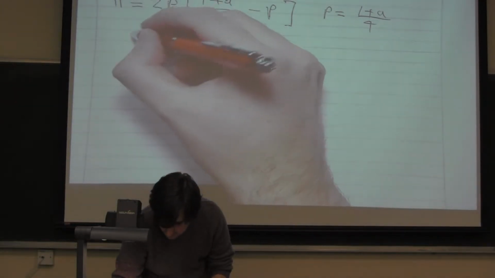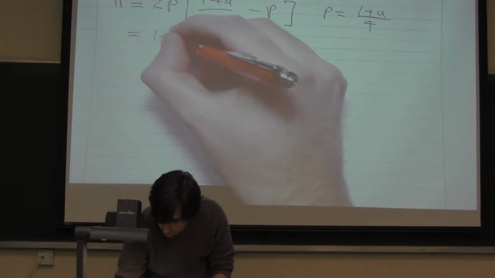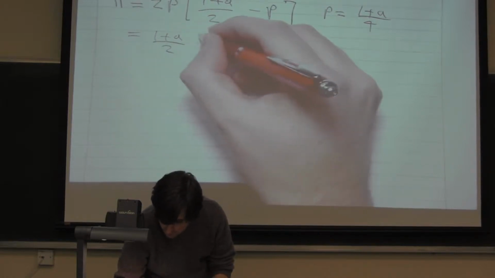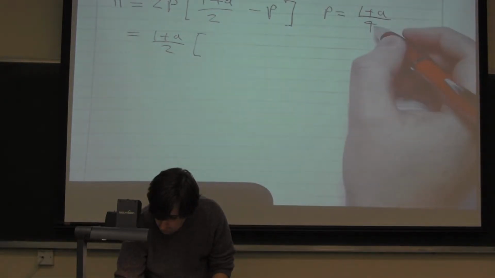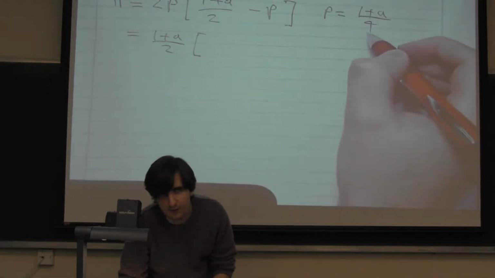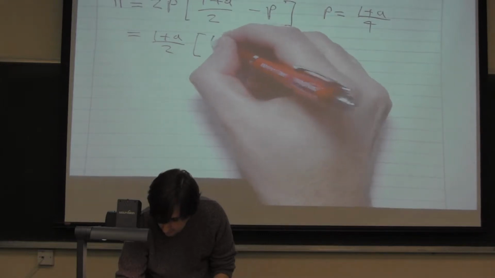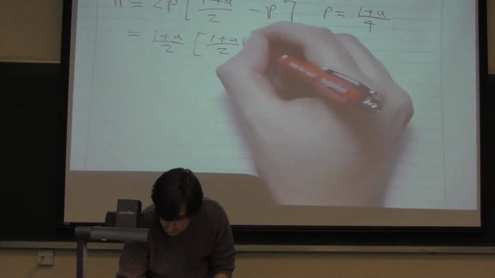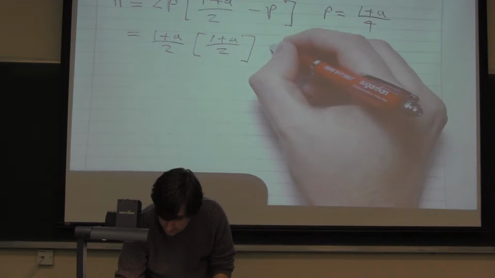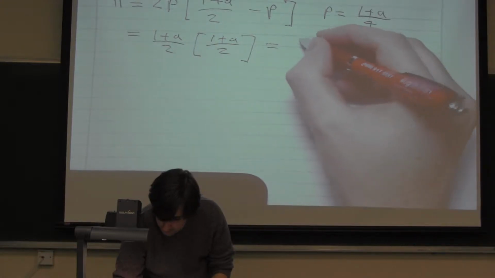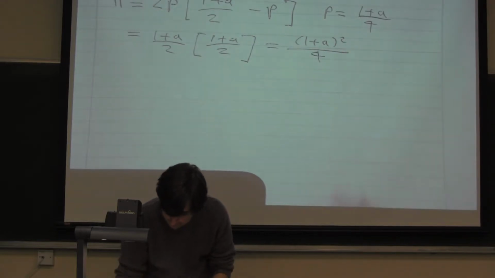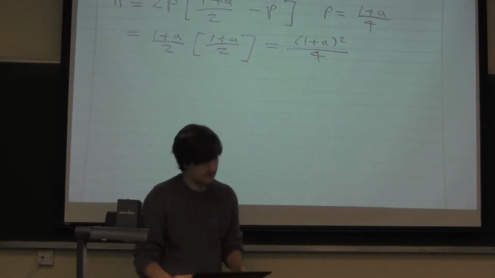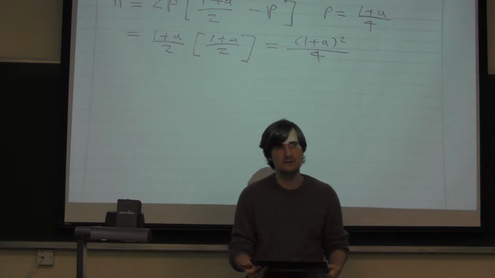So plugging in, we have that pi is 1 plus a over 2 times 1 plus a over 2 minus 1 plus a over 4, which is also 1 plus a over 2, right? Okay, so this is 1 plus a squared over 4. So if the firm sells to both types, that's the profit they make.